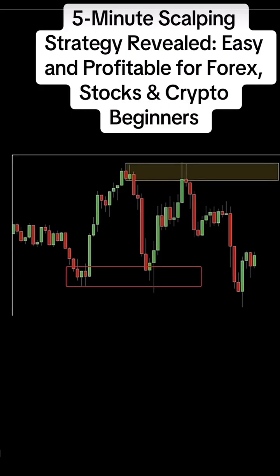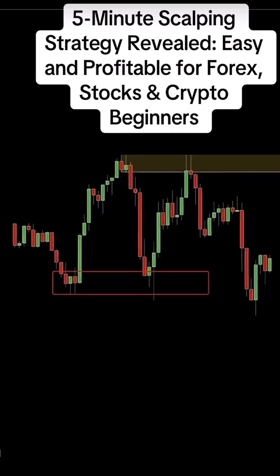This is just the basics. I'm laying the foundation, but we're going to go much deeper into this strategy. So keep watching, because by the end, you'll know exactly how to use this setup to its full potential and make the most out of these market moves.